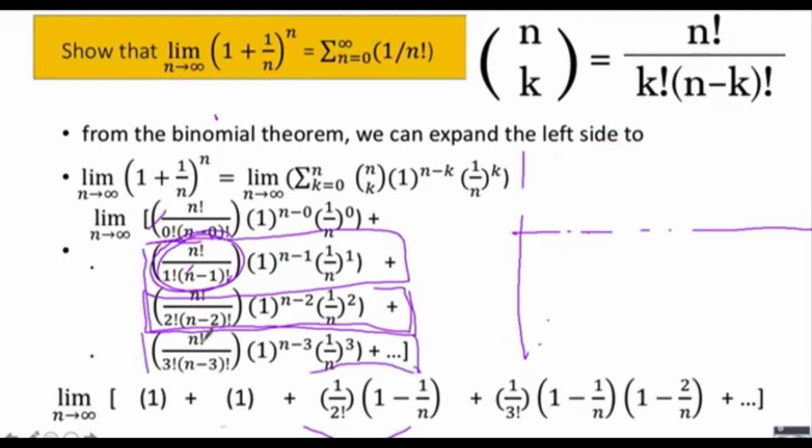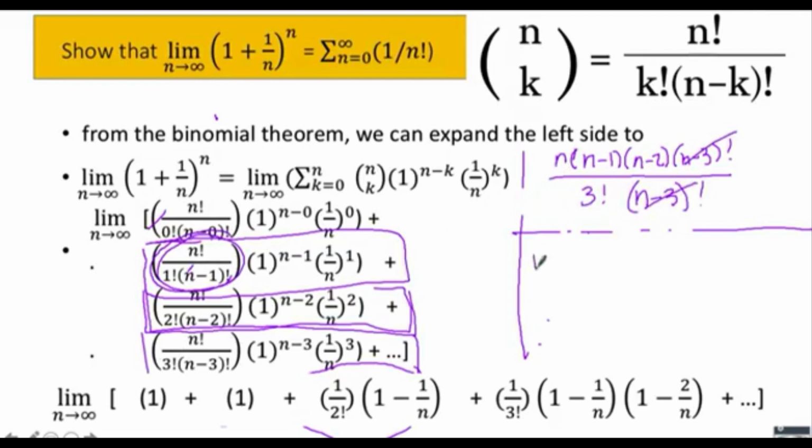So for the next one, you have n factorial. Notice that you have n minus 3 factorial here. So we already know that we are going to expand this way. We stop at n minus 3 factorial because we can cancel that with n minus 3 factorial at the bottom. And then you still have this 3 factorial. So cancel this out. What we have is n times n minus 1 times n minus 2 over 3 factorial. This part here is the evaluation of this combination.